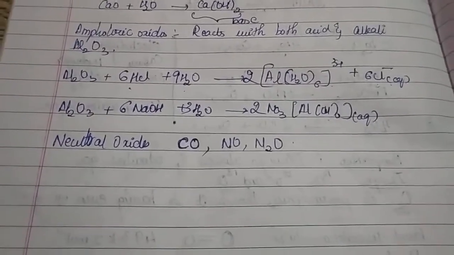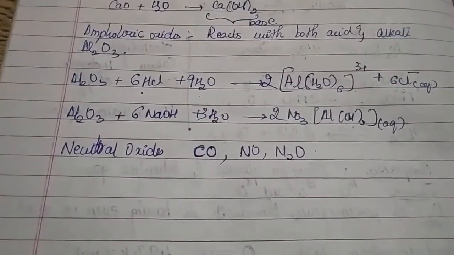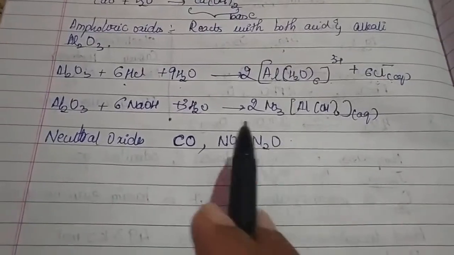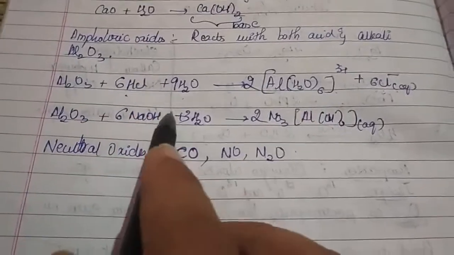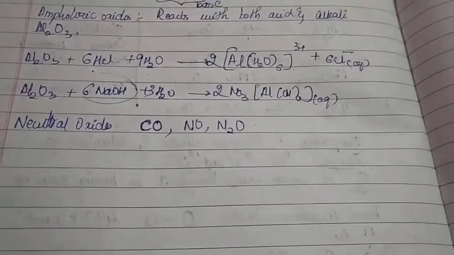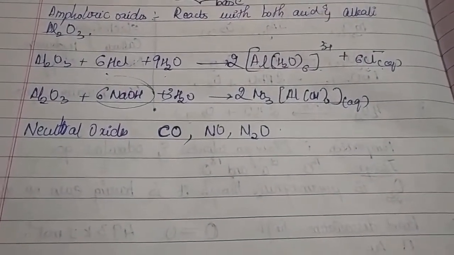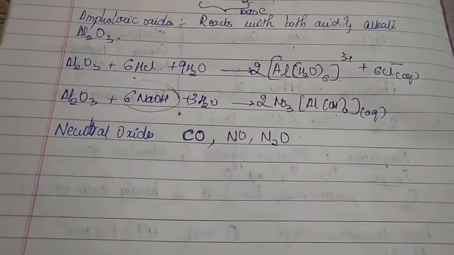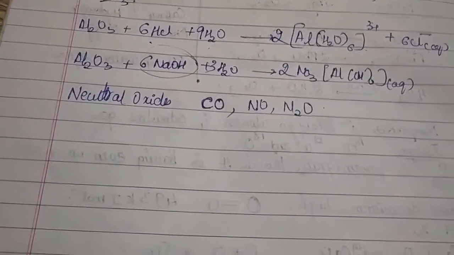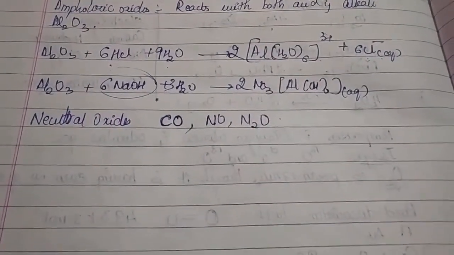Then we came to know about amphoteric oxides, which means those oxides which react both with an acid as well as an alkali. A common example was aluminium oxide, Al2O3, which reacts with both HCl and NaOH to give the respective complexes. Then we came to know about neutral oxides, which are neither acidic nor basic. The common examples are very much important: CO, nitric oxide, and dinitrogen oxide. Is that clear? So far we have covered 2 important compounds of oxygen: one was dioxygen and the second was simple oxides.